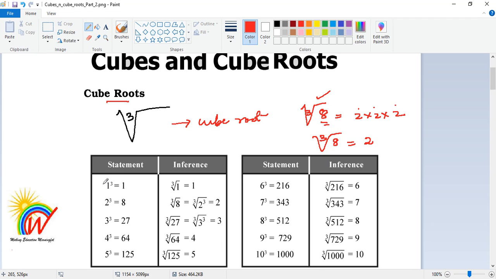If I say 1 cube is 1, then cube root of 1 will be 1. If 2 cube is 8, then cube root of 8 is 2. That means 2 into 2 into 2 is 8, so cube root of 8 will be just one single 2. And 3 into 3 into 3 is 27, so cube root of 27 is simply 3. Similarly, cube root of 64 is 4, because 4 cube is 64, and cube root of 125 is 5. This way we have written a few cube roots.